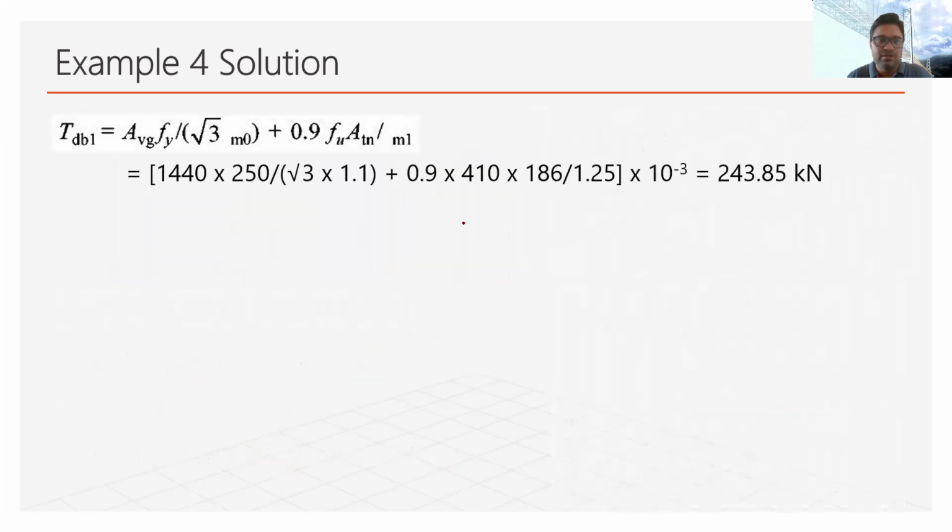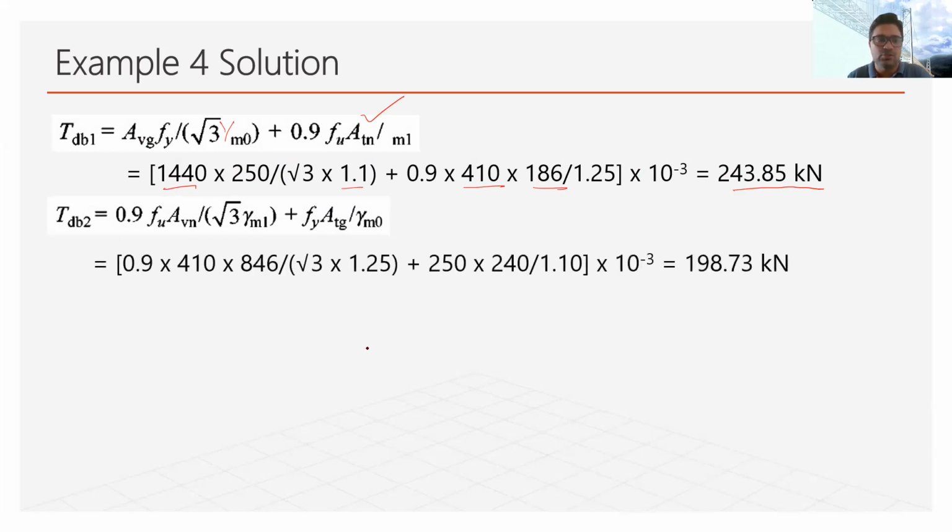Now TDB1, after putting all the values, AVG as 1440, which we just calculated in the previous slide, and 0.3, this is basically gamma M naught. Gamma M naught value is 1.1, 0.9, 410, 186 is the ATN, and putting all the values, we get the value of TDB1 as 243. Similarly, we will find out the TDB2 after putting the values of AVN and ATG. So putting all the values, AVN and ATG is 240. So in this case, we get the value of TDB2 as 198.